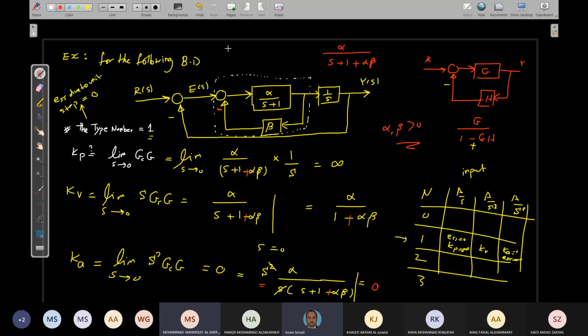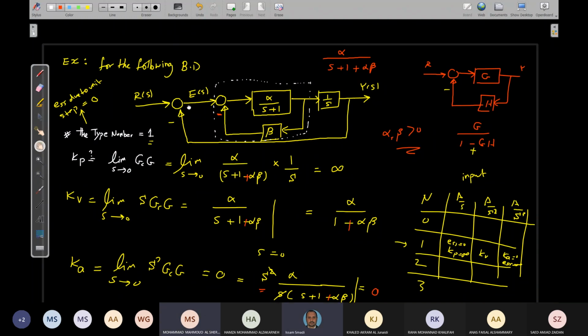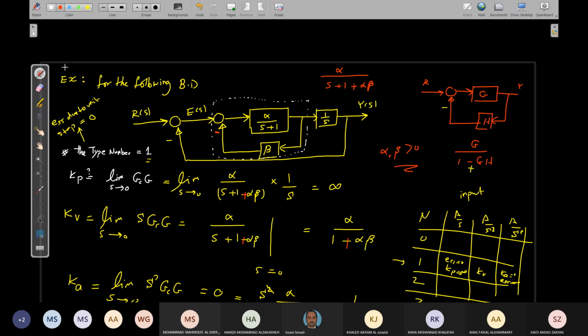Give it. Alpha over S plus 1, beta. Alpha over S plus 1 plus alpha beta. Okay, let's do it one by one. Over S over 1 plus this one, correct? Yeah. I think this is what you need to tell me.